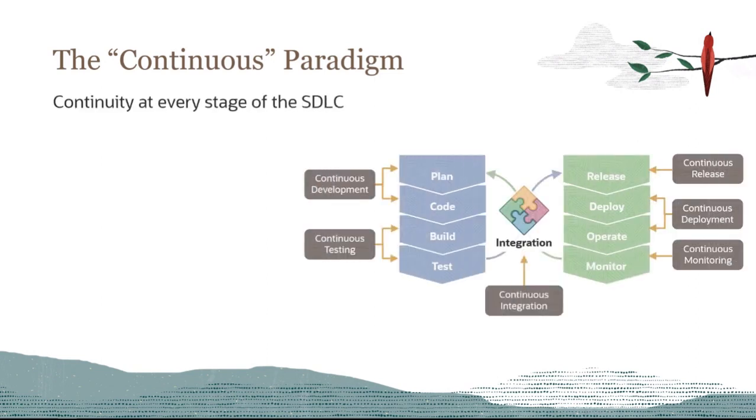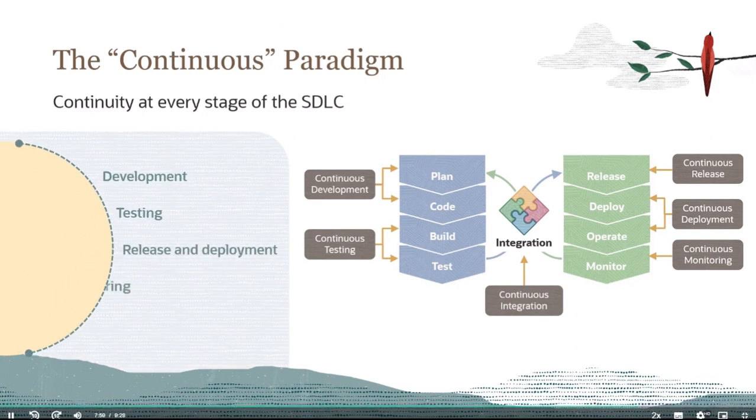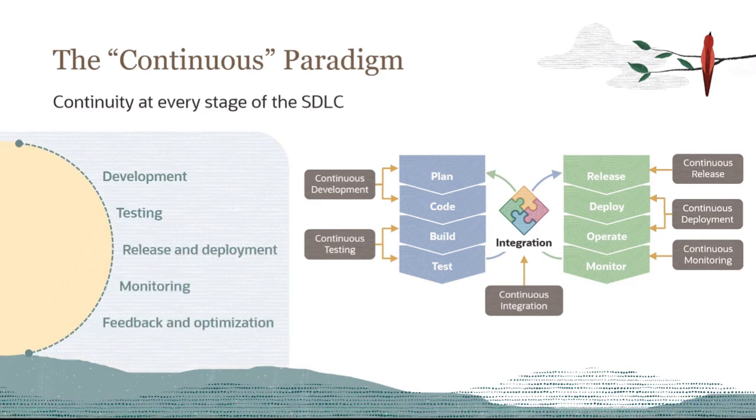So now you know what CI and CD are, but as we said earlier, DevOps is an entire paradigm shift and it instills a continuous culture. That means that DevOps is all about continuity at every stage of the lifecycle. It's a process for iterative software development and is an umbrella over several other continuous processes, including continuous development, continuous testing, continuous release and deployment, continuous monitoring, and continuous feedback and optimization.